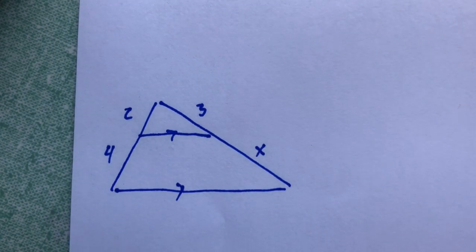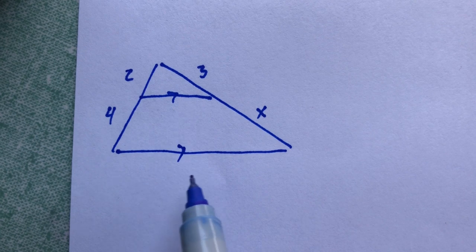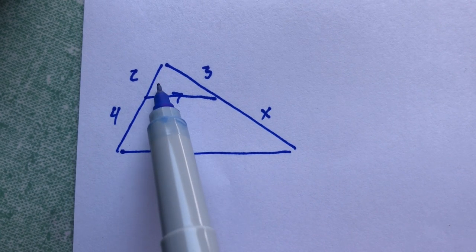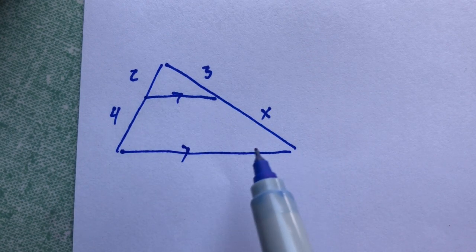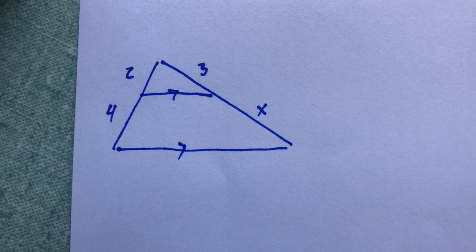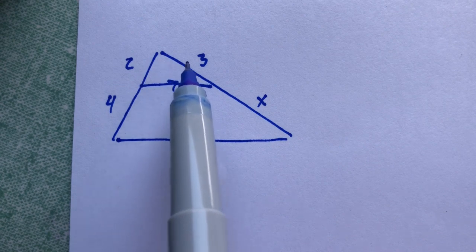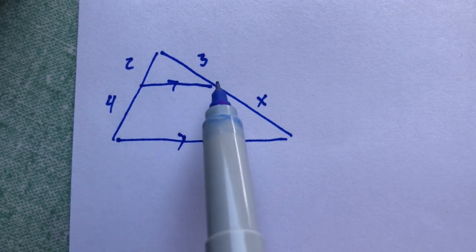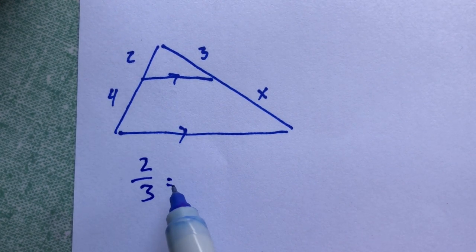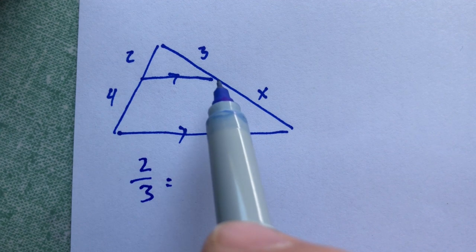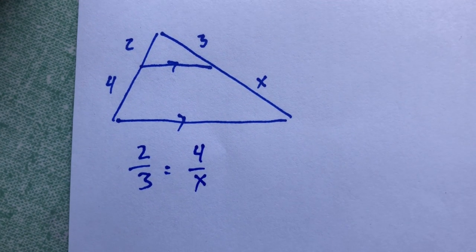Let's replace those with numbers. In this triangle, I have a parallel segment to the bottom running right through the middle. It cuts this side into a piece of 2 units and 4 units, and it cuts this side into a piece of 3 units and x units. All we have to do is set up a proportion. The two top pieces of this little triangle chopped off the top, 2 and 3, we can put in a fraction. Then we take the other pieces, the stuff between the two parallel lines, the 4 and the x, and put those in a fraction. Then we have a proportion to solve.